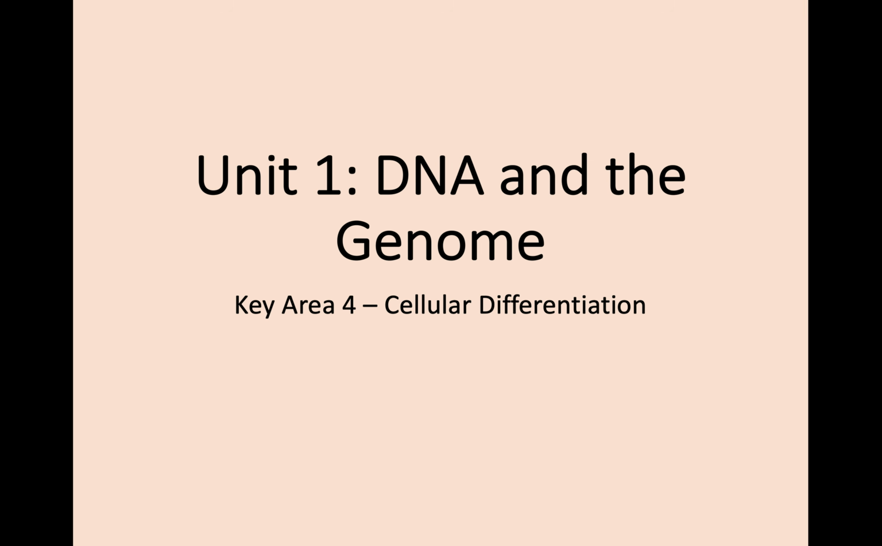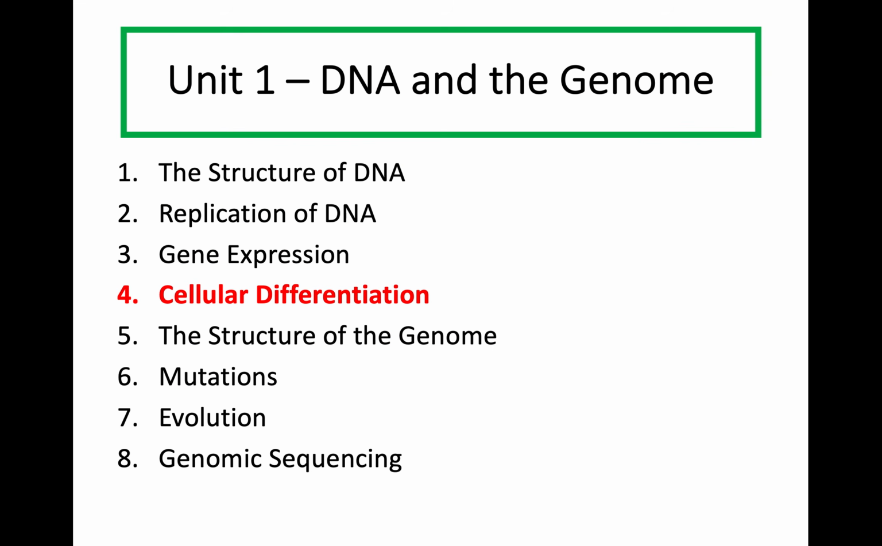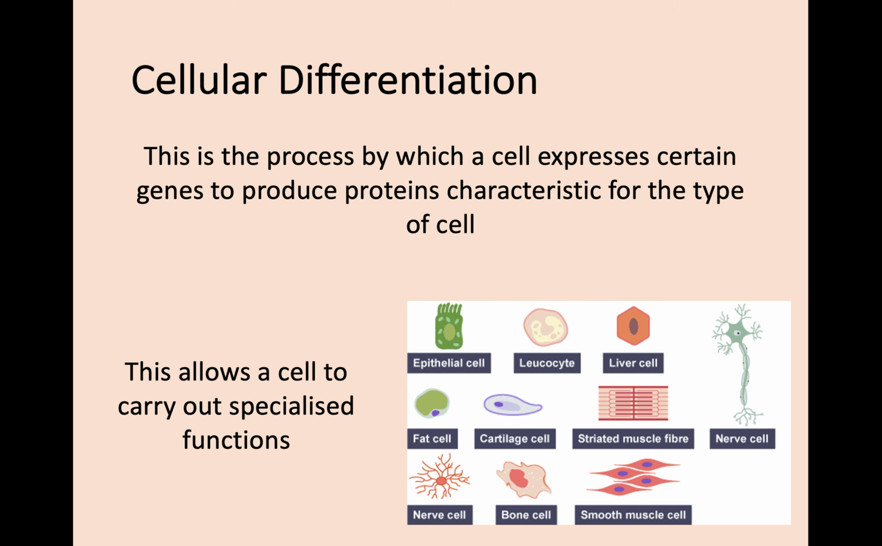We're continuing on with Unit 1, DNA in the Genome, and today we're doing Key Area 4, which is quite a quick key area on cellular differentiation. So, cellular differentiation: that is the process by which a cell expresses certain genes in order to produce proteins that are characteristic for the type of cell. So basically what that does is it allows a cell to carry out specialised functions.